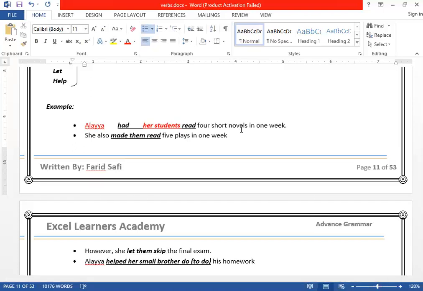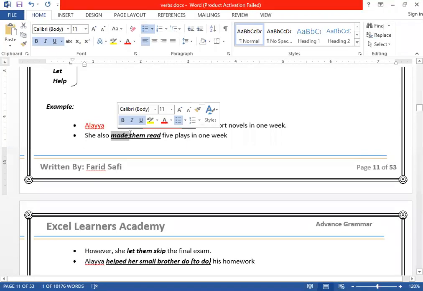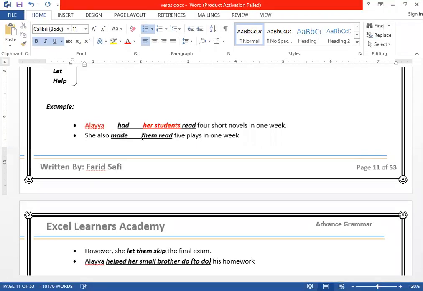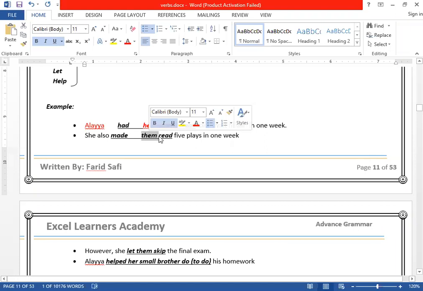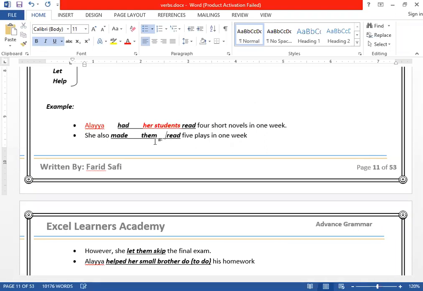Alaya hates her students. Then take your work and come here, where we had the causative verb. Because Alaya hates her students, to do something she also made them. That's the word. She is the subject, made is the causative verb, and them is the object. Them means the students, a pronoun used for the students. Read 5 plays in a week, in 1 week.